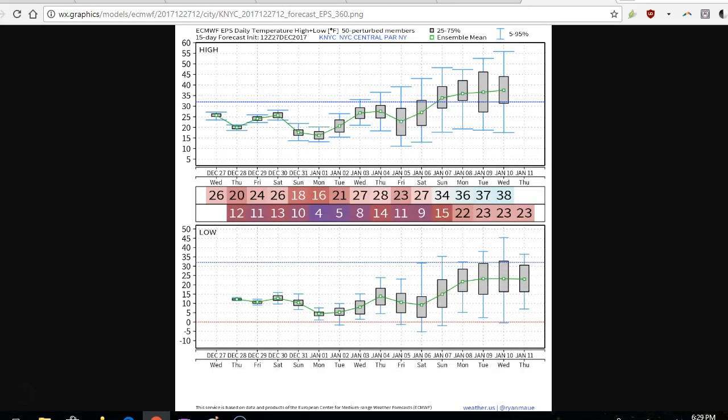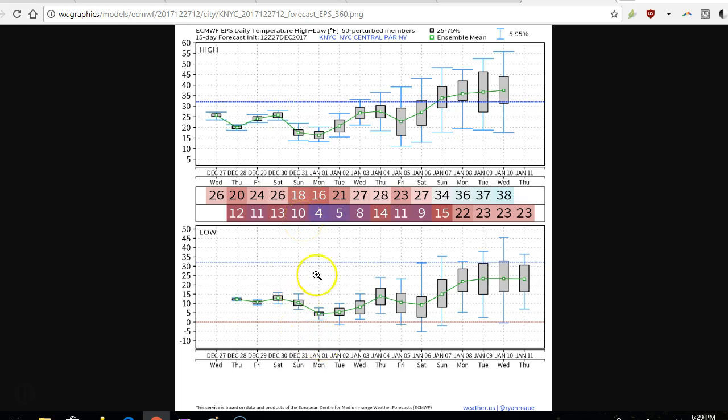Here's some numbers on the European ensemble mean for New York City. We see that on, well, of course, tomorrow, highs will struggle to get out of the teens. So New York City suburbs will most likely not get out of the teens tomorrow. Lows in the city in the low teens, so the suburbs, upper single digits. But then New Year's Day, the mean shows only a high of 18 and a low of 10.